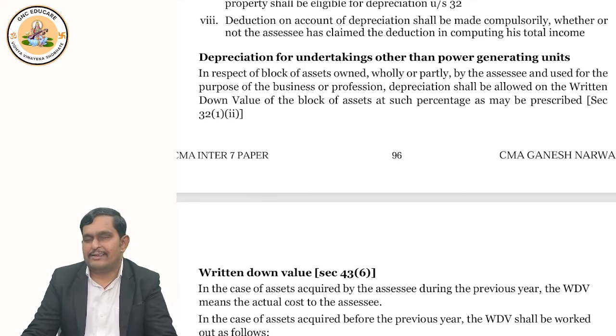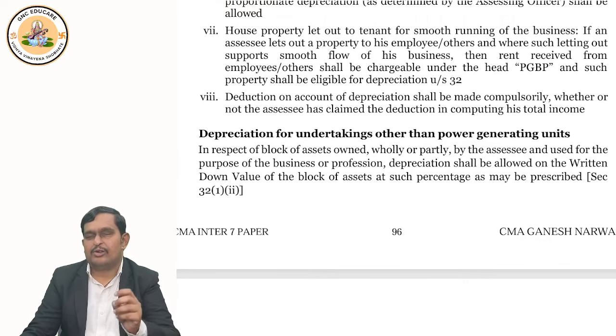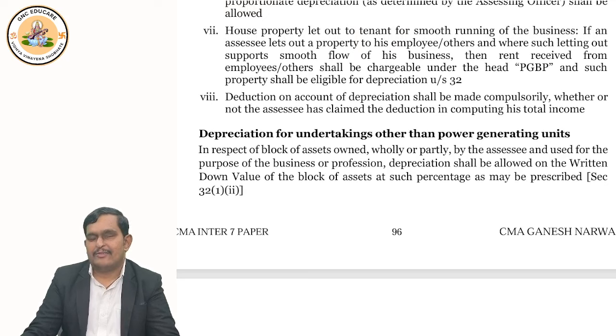Regarding rent, one point is there. You can see the 7th point. I'll modify it and explain to you, right? And when you get the notes also, you'll have a modified version. Okay. Remember that rent of any building is taxed under the house property chapter.